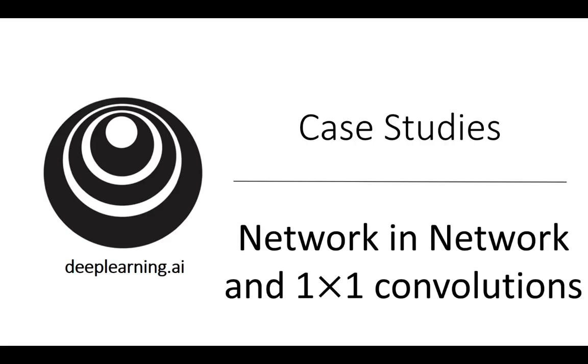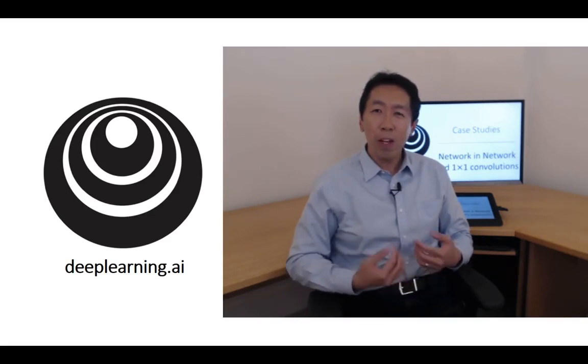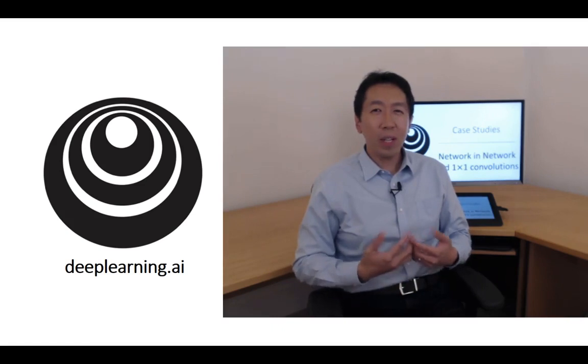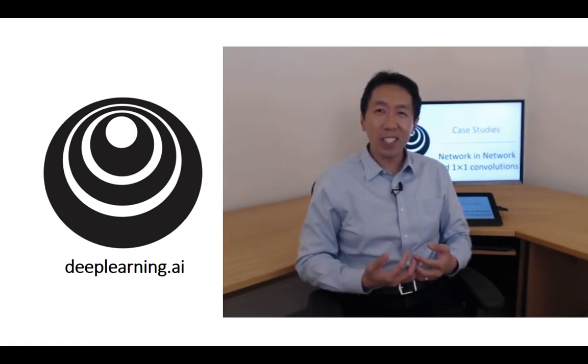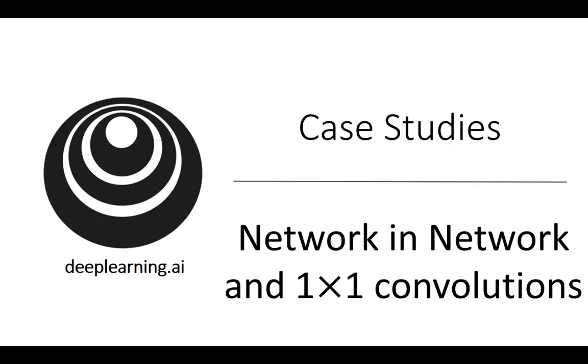In terms of designing ConvNet architectures, one of the ideas that really helps is using a one-by-one convolution. Now, you might be wondering, what does a one-by-one convolution do? Isn't that just multiplying by a number? That seems like a funny thing to do. Turns out it's not quite like that.